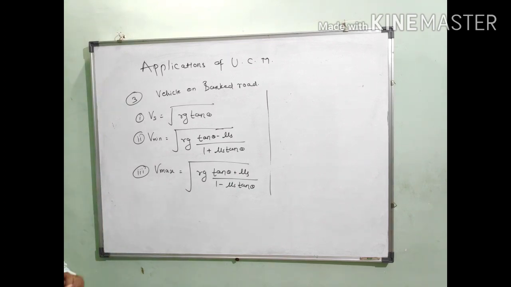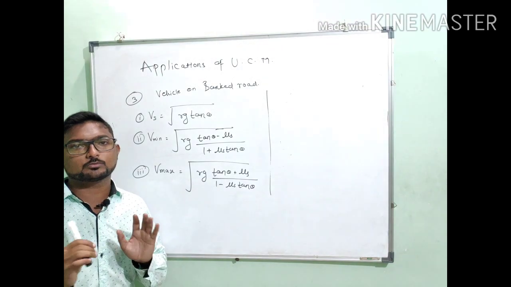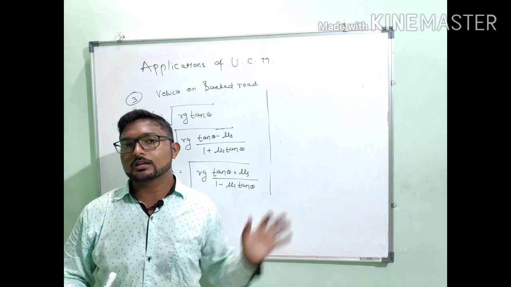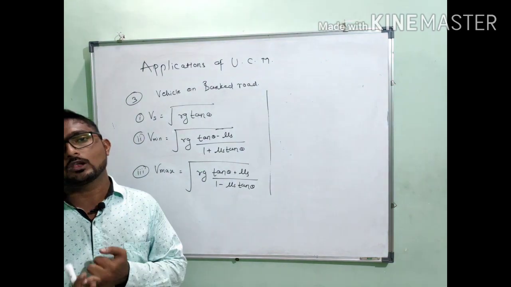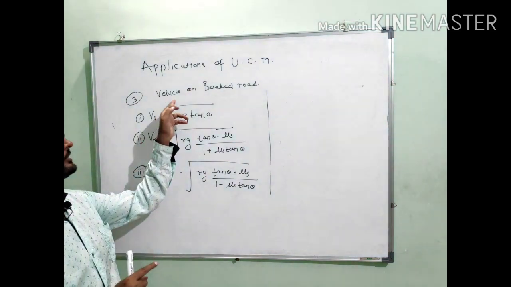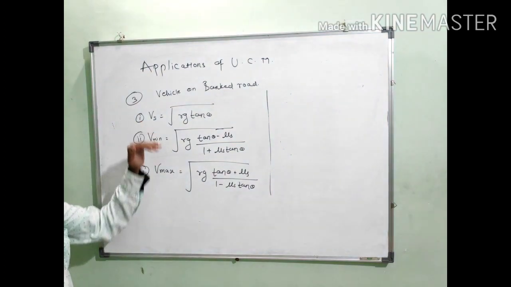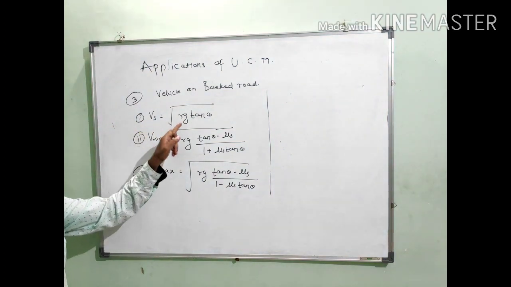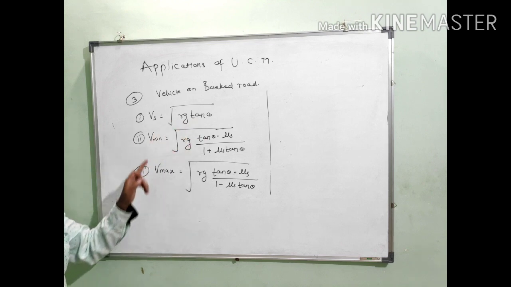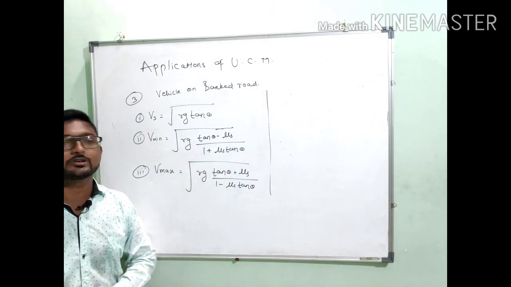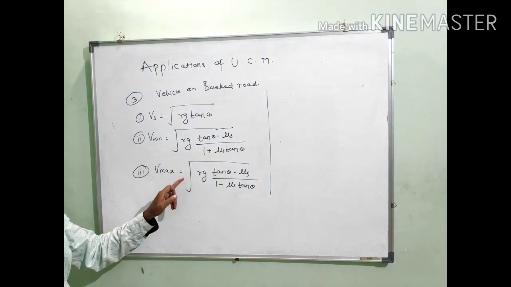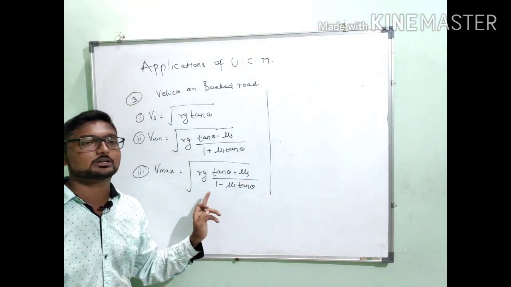So these are the applications of uniform circular motion, and we have seen three applications. First is vehicle on circular track, that is horizontal circular track, second is vehicle in well of death, and third, most important, vehicle on banked road. In this we have got three speeds: most safe speed root over Rg tan theta, minimum speed root over Rg tan theta minus mu s upon 1 plus mu s tan theta, and V max, which is equal to root over Rg tan theta plus mu s upon 1 minus mu s tan theta.